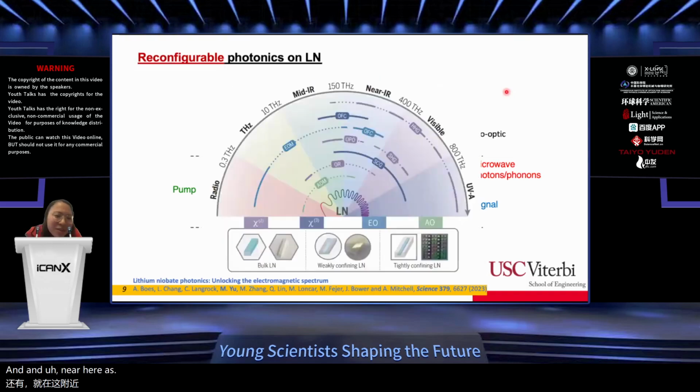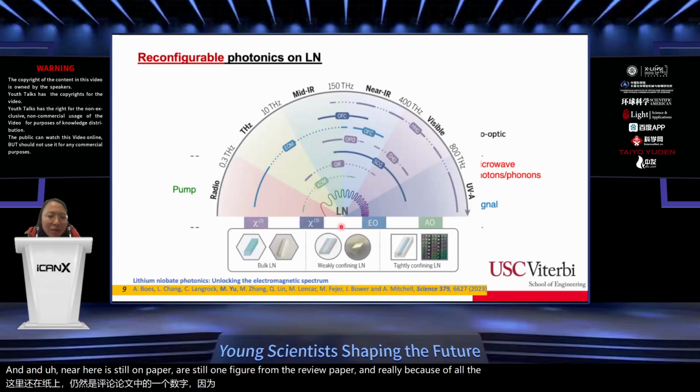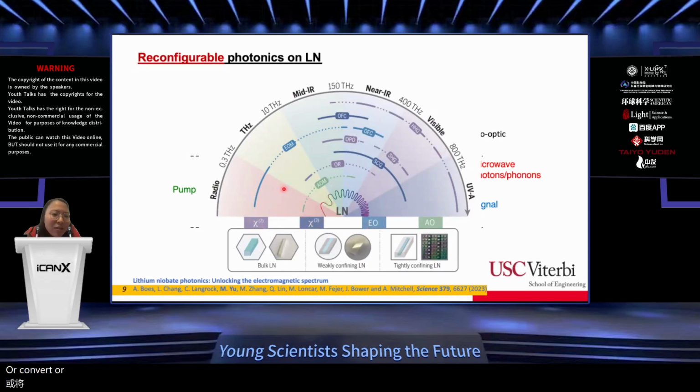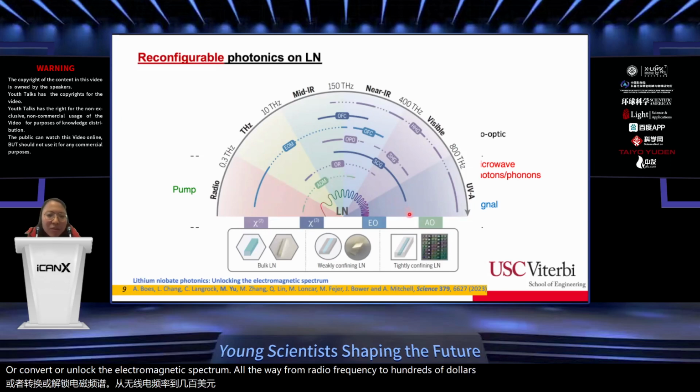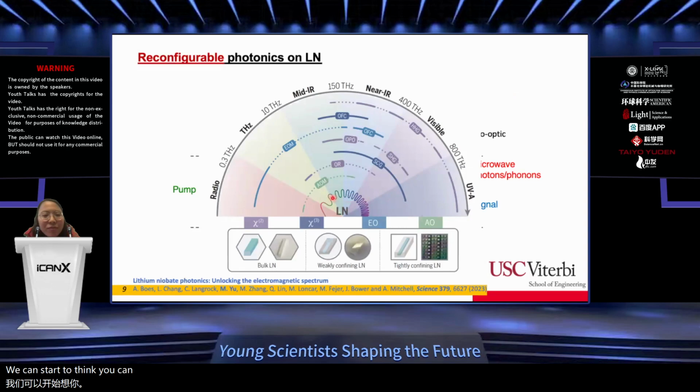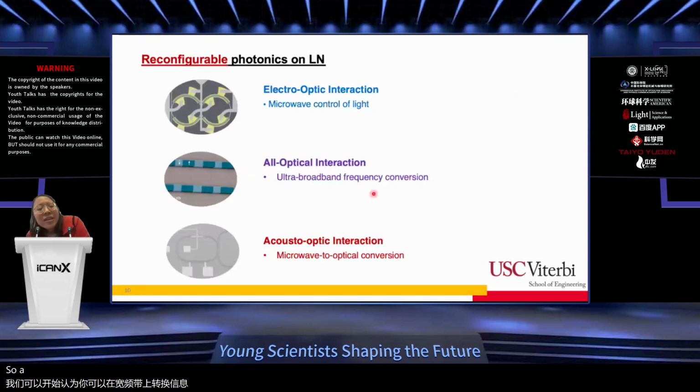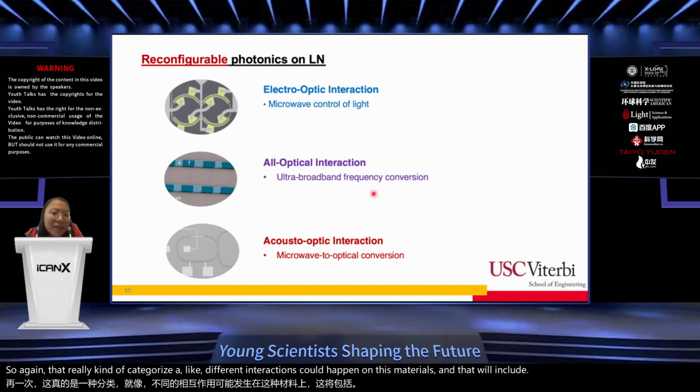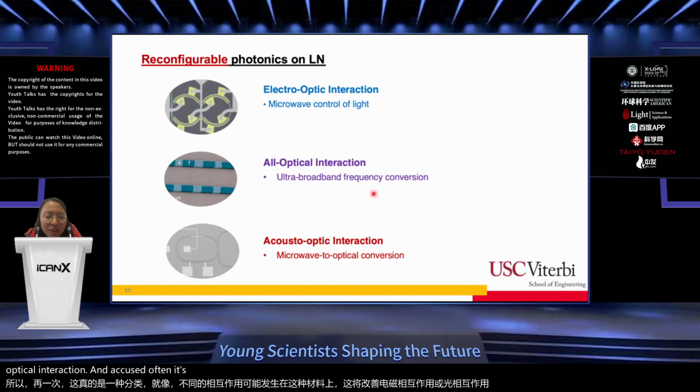Here is one figure from the review paper, and really because of all the properties of lithium niobate, we can link information, or convert or unlock the electromagnetic spectrum all the way from radio frequency to hundreds of terahertz in the optical domain. We can start to think you can convert information across a wide bandwidth. So that really categorizes different interactions that could happen in these materials, and that will include electro-optic interaction, optical interaction, and acousto-optic interaction.